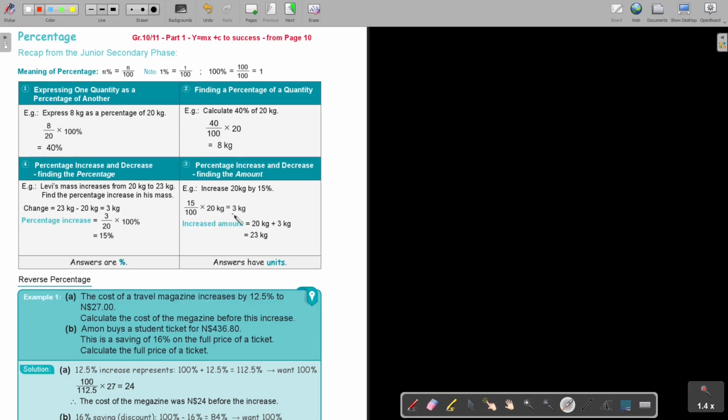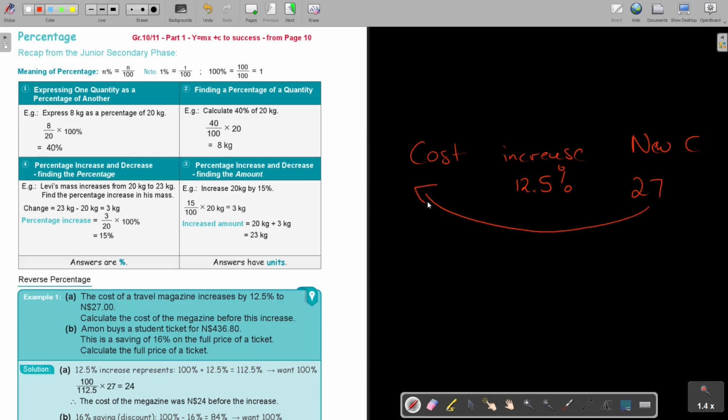Okay, so let's start. The cost of a travel magazine increases by 12.5% to 27. Calculate the cost of the magazine before this increase. So you always get this picture. This was the cost, then it increased, and this is now the new cost. They tell you this new cost is 27, and they said it increased by 12.5%, but they want it before this increase. Can you see they are reversing back? And as soon as you get this feeling, then you must know the 100 is on top.